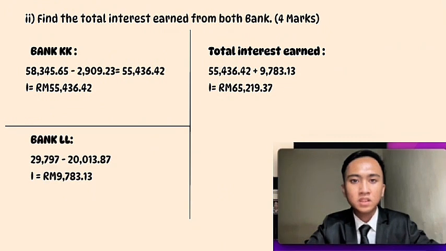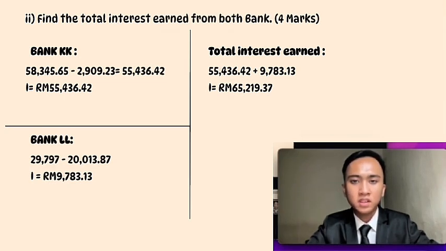The principal was 2,999 ringgit and 23 cent. Now we subtract 58,345.65 minus 2,999.23 equals 55,346 ringgit and 42 cent. So the interest earned from Bank KK is RM 55,346 and 42 cent. Now we go to Bank LL.